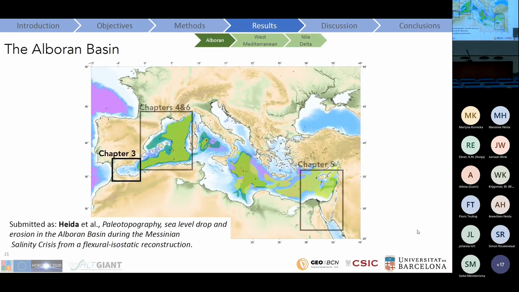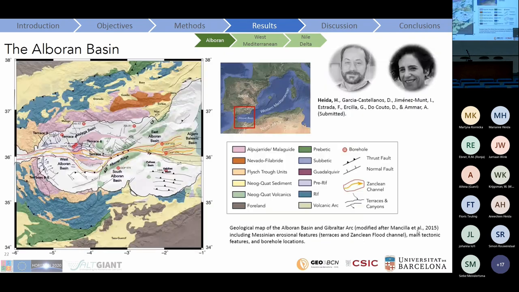So now we'll move on to the results of my work, starting in the Alboran Basin here in the western part of the Mediterranean. And this work has been submitted for publication and was undertaken in collaboration with Ferran Estrada and Gemma Ercilla at the Marine Science Institute here in Barcelona, among others.